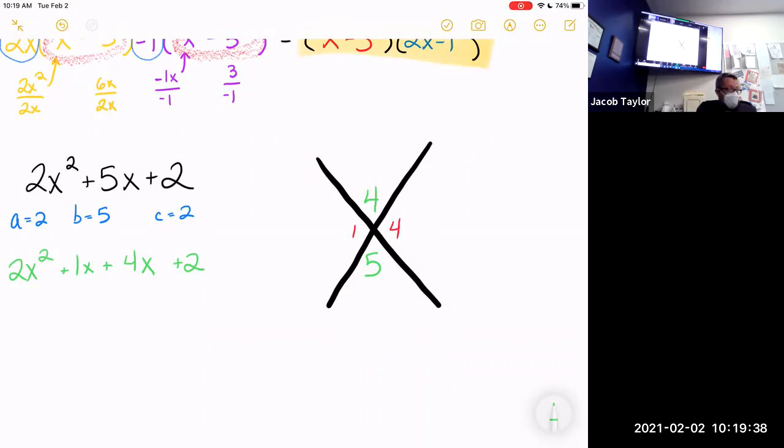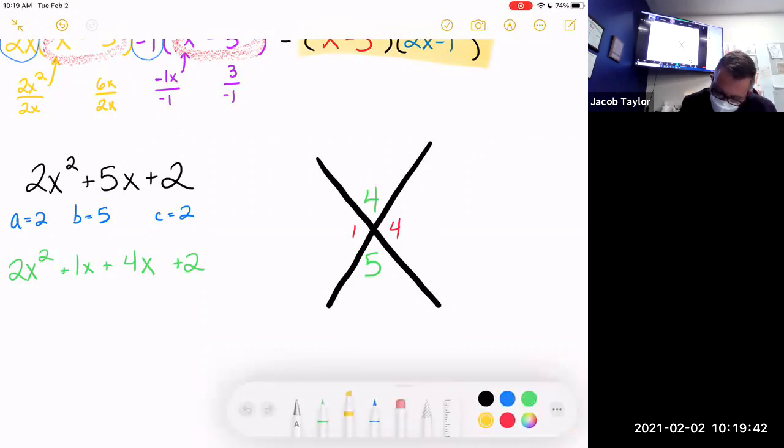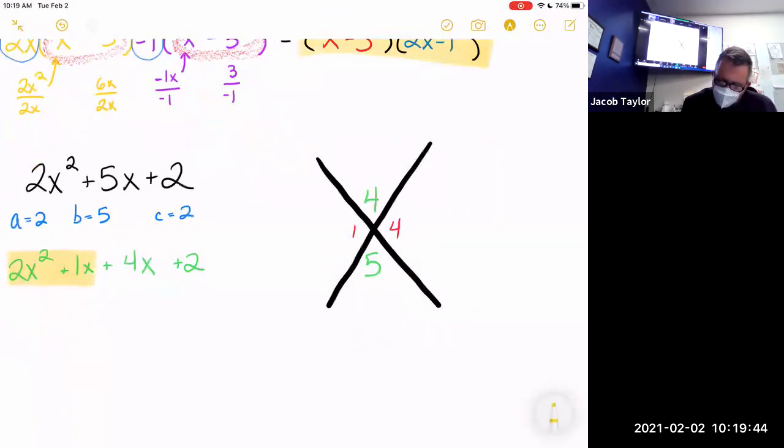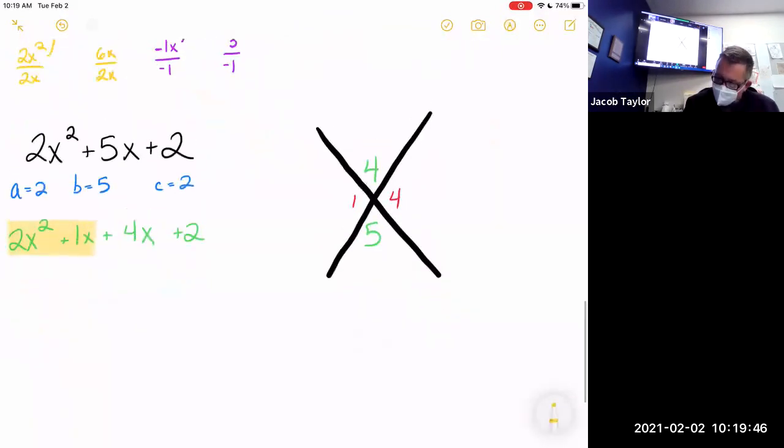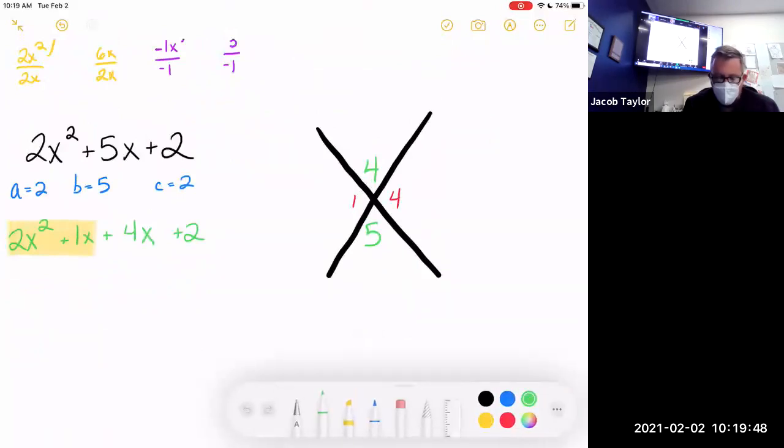So the next piece then would be to group the first two, right? Okay, so let's look at that. Did you get the greatest common factor for those? 2x squared and 1x. What can they both be divided by? They can both be divided by 1. And what about the x's? I've got an x squared and an x. So they have an x in common. That's exactly right.